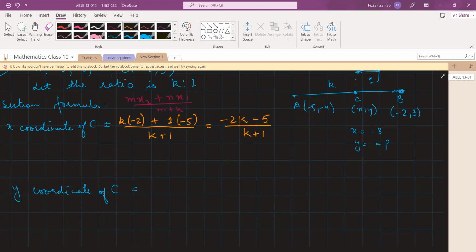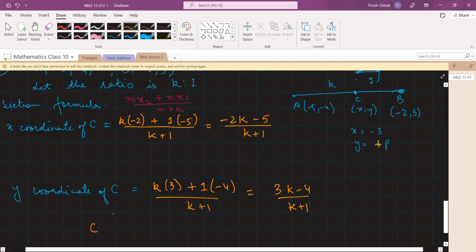Correct? Similarly, the y coordinate will be k into y2, which is 3, plus 1 into -4, divided by k plus 1. So this is (3k - 4) divided by (k + 1), right? Now these are already given. This is plus p, right? Not minus in the question. Yes, ma'am, it's plus.